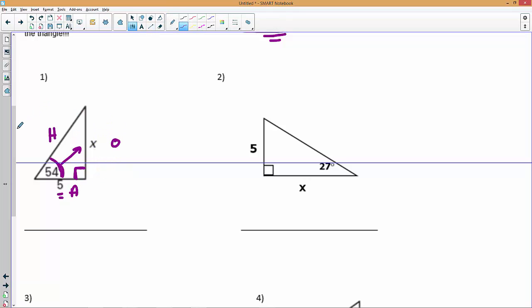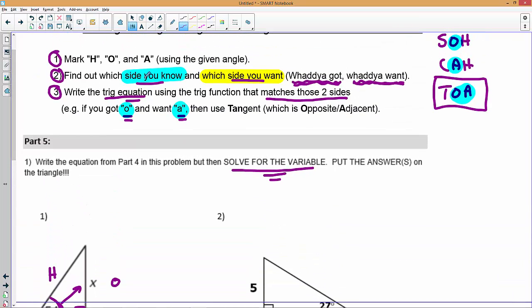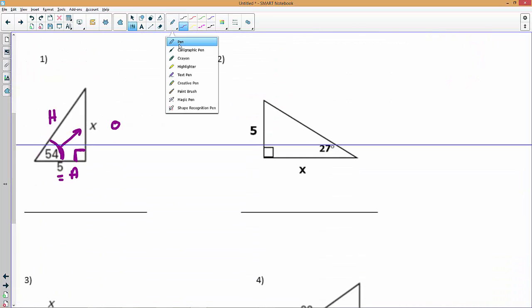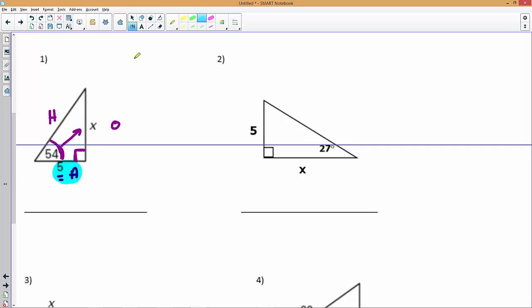Okay, so what do I want to do, right? Find out which side you know and which side you want. So, right, I know the adjacent and I want the opposite. Nobody asked me to find the hypotenuse here, right? They want the opposite. So what has O and A in it? Go look at SOH-CAH-TOA. Pause the video if you're totally lost here or you're just learning this. Pause the video, and go look at your trig equation, your SOH-CAH-TOA, and see which one has O and A, right?